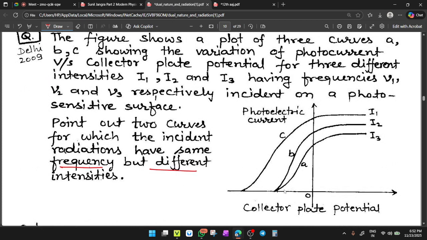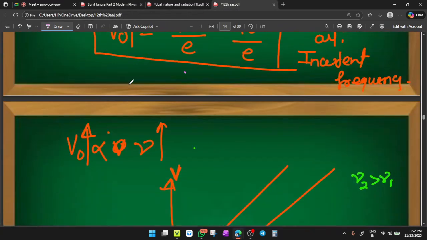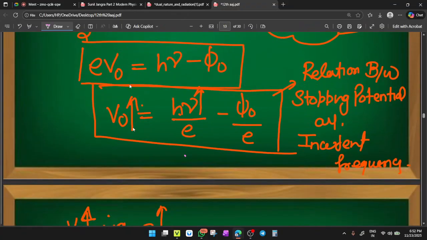So it is obvious that B and A have the same frequency because they have equal cutoff potential or stopping potential. As you know, stopping potential depends on the incident frequency, and radiations of the same frequency will have the same stopping potential. Yesterday we already derived this with the formula. Check here: eV naught equals h nu upon e minus phi naught upon e. So if you increase the frequency, your stopping potential also increases. So for same frequency radiation, there will be the same stopping potential.